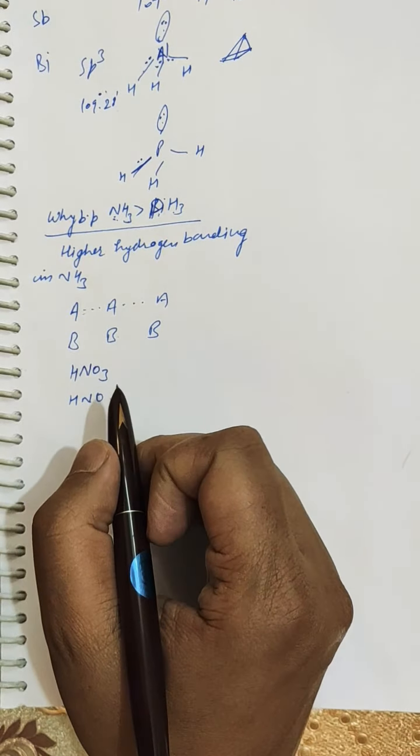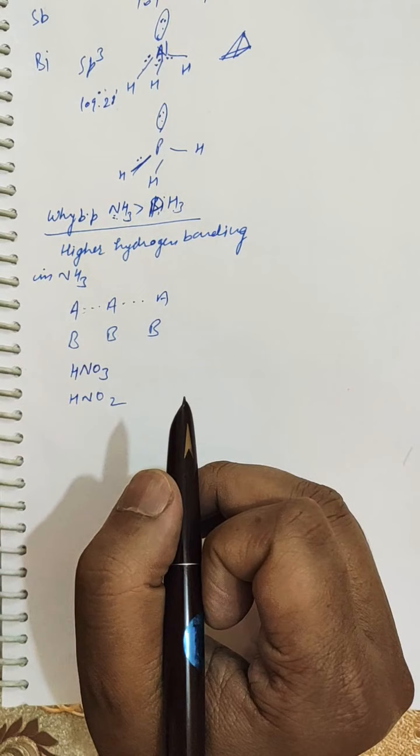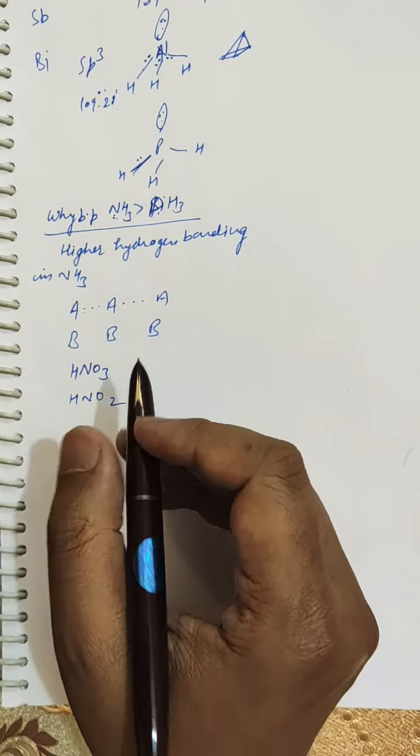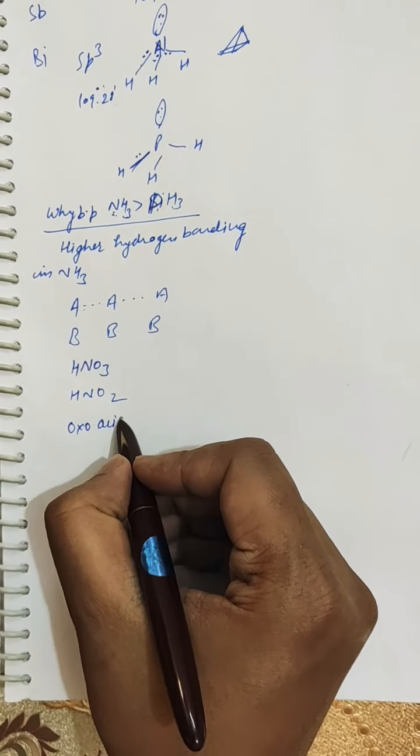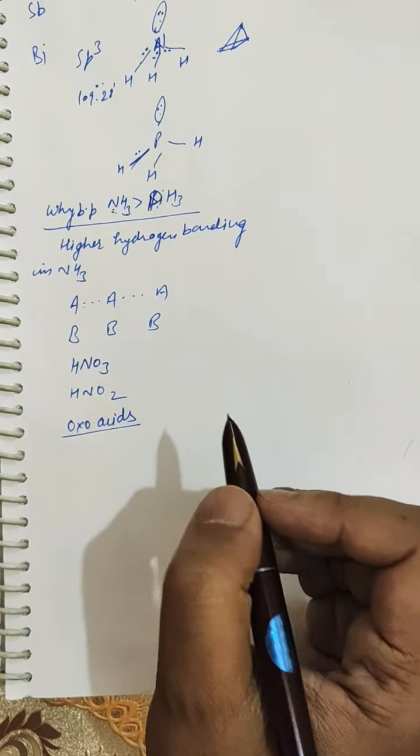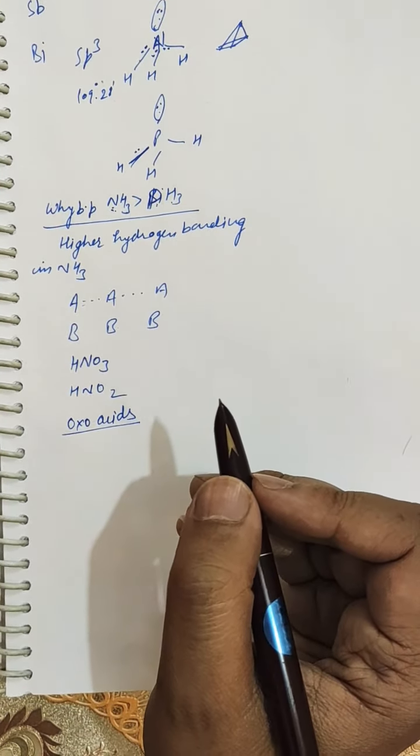So, next topic in the group 15 elements is the oxo acids. This is the unique characteristic of the 15th group elements, that they form the oxo acids.